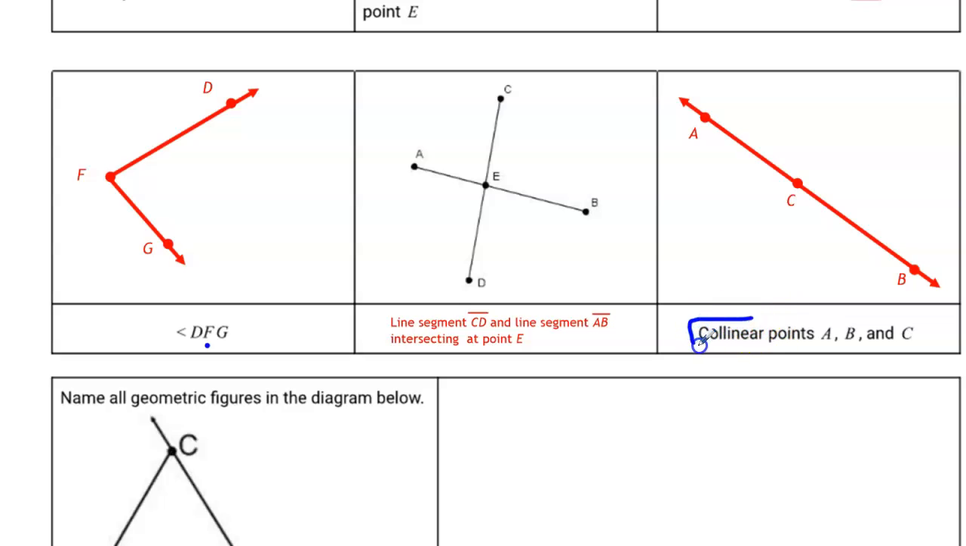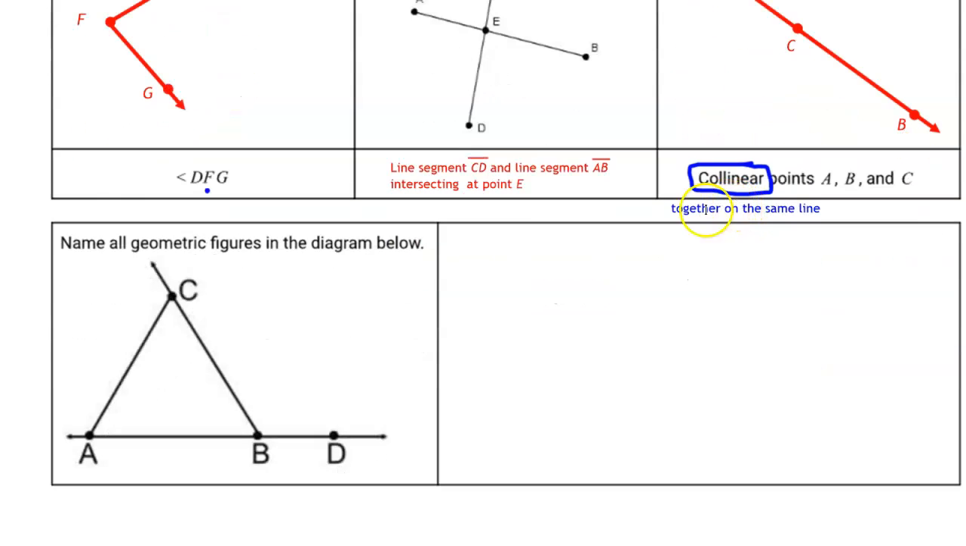This word collinear, when you think of the prefix co, you think together. So collinear just means together on the same line. So the way I drew it was I have A, B, and C as all 3 points being on the same line. You could have drawn the line any way you wanted. However, A, B, and C had to be present on that line somewhere.